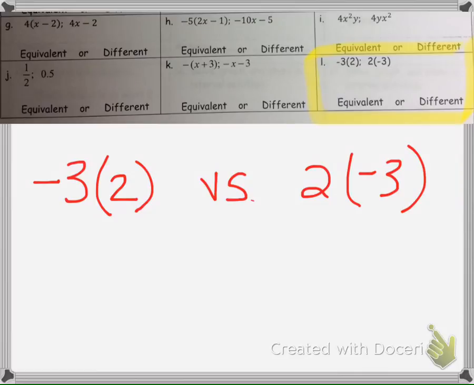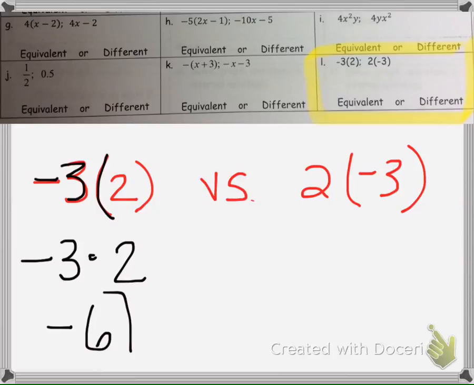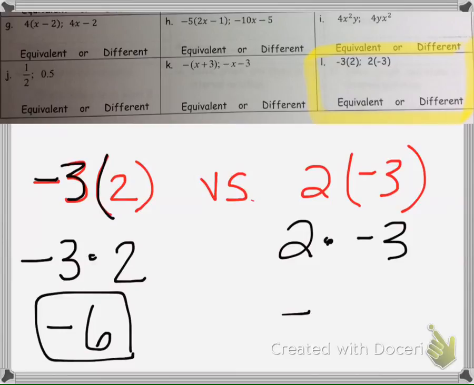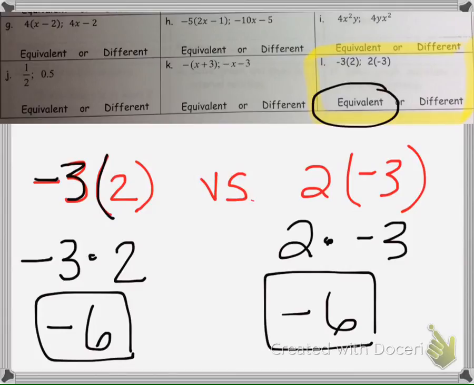Okay, so when we look at letter L, a -3 here next to a parenthesis means multiply. So a -3 times 2, a negative times a positive is a negative, and 3 times 2 is 6. So we get -6. Over here we have positive times a negative is also a negative, and 2 times 3 is 6. So they are equivalent.